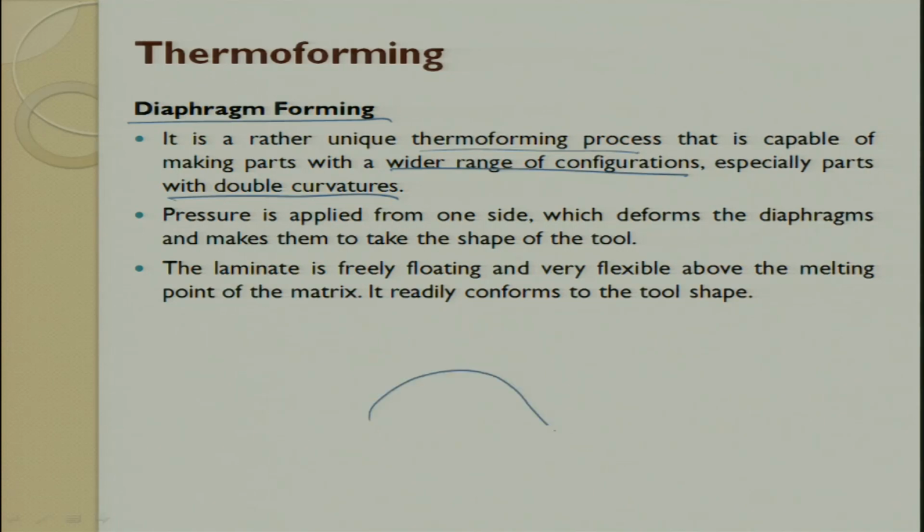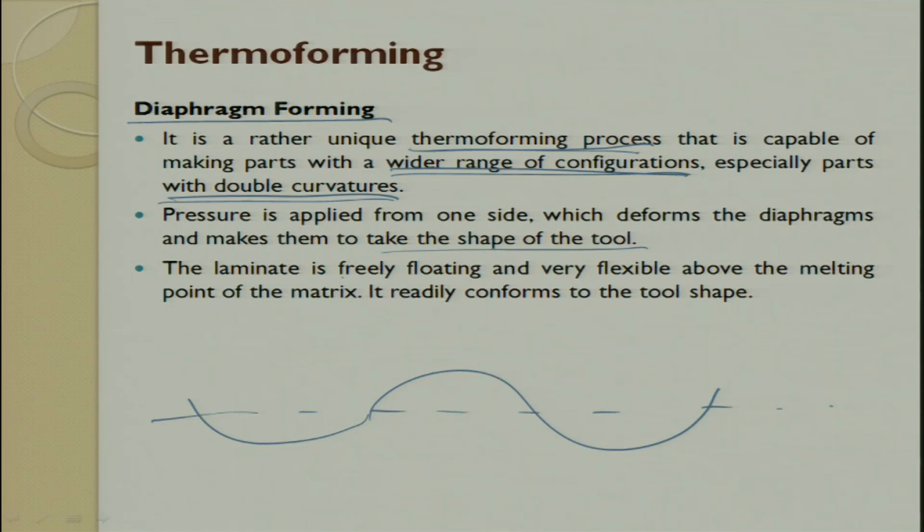Double curvature is very difficult to make. So, what we use is the diaphragm forming process. It is a unique thermoforming process which is capable of making a wide range of configurations, especially double curvature, through this process. Here the pressure is applied from one side, which deforms a diaphragm and makes it take the shape of the tool.